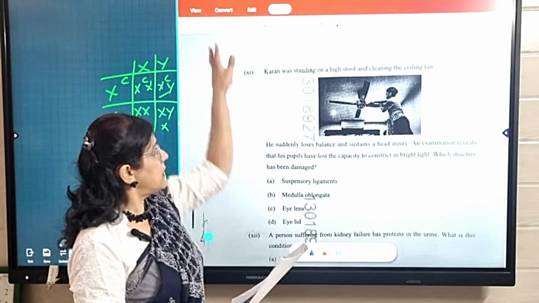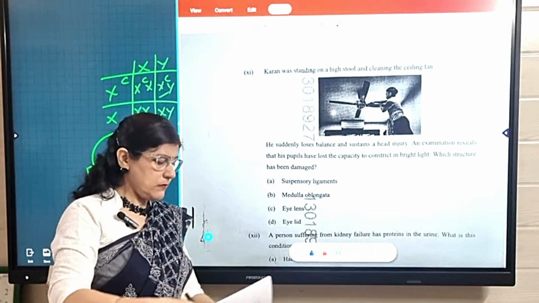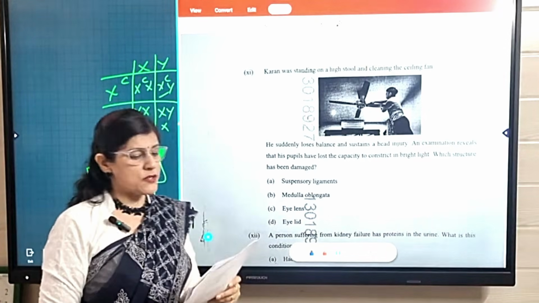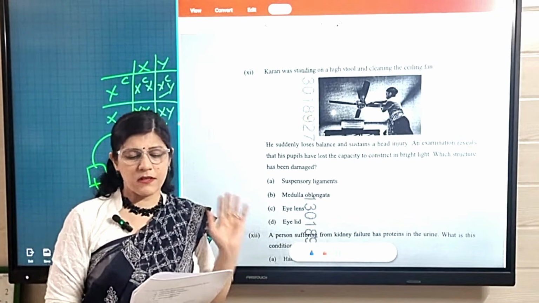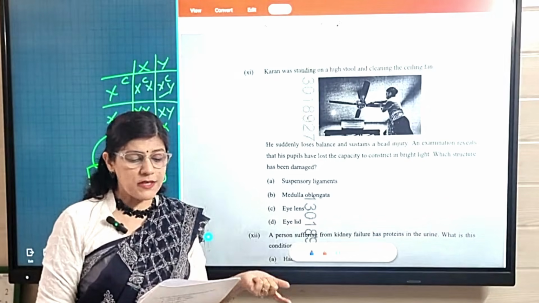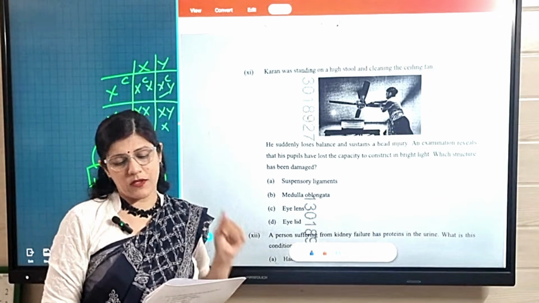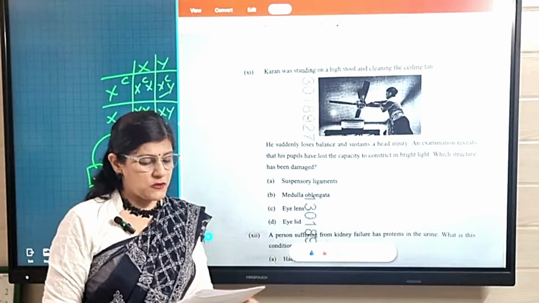Now in 11th part, Karan was standing on a high stool and cleaning the ceiling fan. He suddenly loses balance and sustains a head injury. An examination reveals that his pupils have lost the capacity to constrict in bright light. Which structure has been damaged?